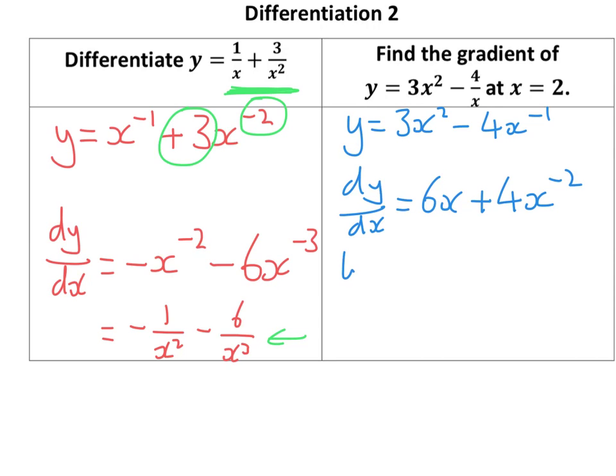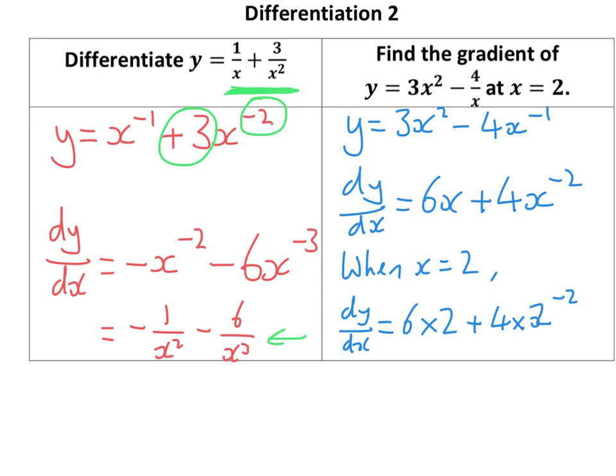Alright, now when x equals 2, dy dx equals, and I might have to squash this up a little bit. Okay, we get 6 times 2 plus 4 times 2 to the minus 2. Now 2 to the minus 2 is a quarter, so this bit here becomes 1. Alright, and we've got 12 plus 1, so dy dx equals 13.